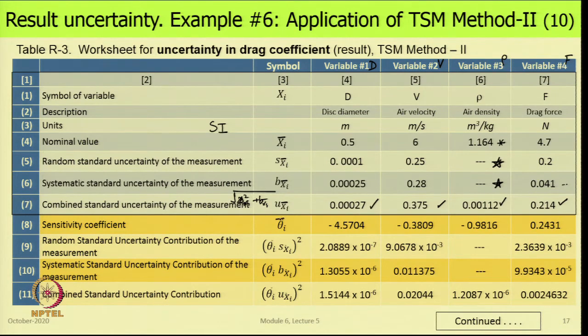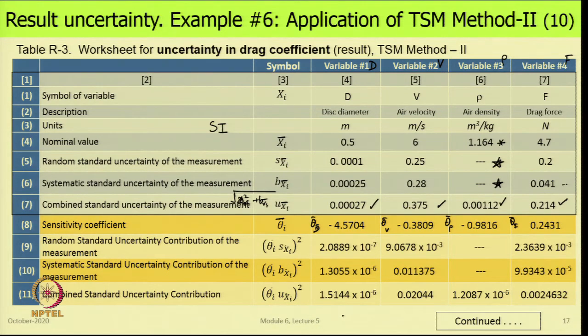Now, we have already calculated the sensitivity coefficient. So, we will start writing that down here. So, this is theta bar d, this is theta bar v, this is theta bar rho and this is theta bar f. So, same values that we just calculated in the previous slide, we have just put it here.